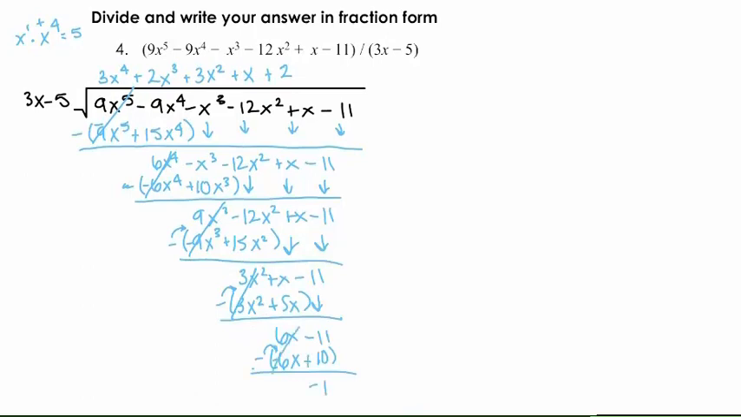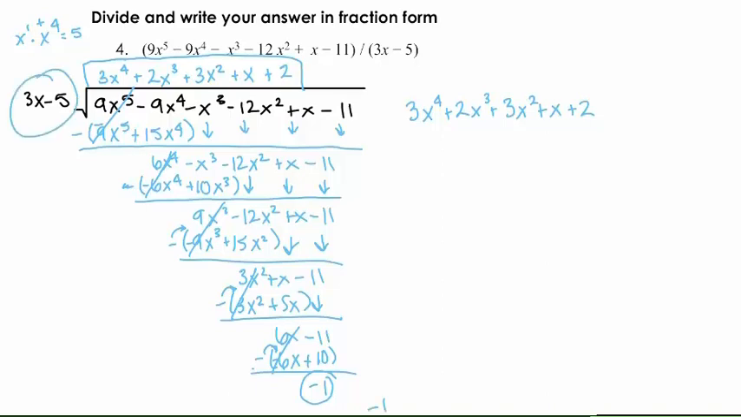So you'll be left with a remainder of -1. To write this out in fraction form, you're going to take what you have above the radicand and write it out, so you're going to have 3x^4 + 2x^3 + 3x^2 + x + 2. And then you take your remainder and set that over your divisor, 3x - 5, and write that next to it. Since it's a negative, it's going to be minus 1 divided by 3x - 5. And that is going to be your final answer in fraction form.